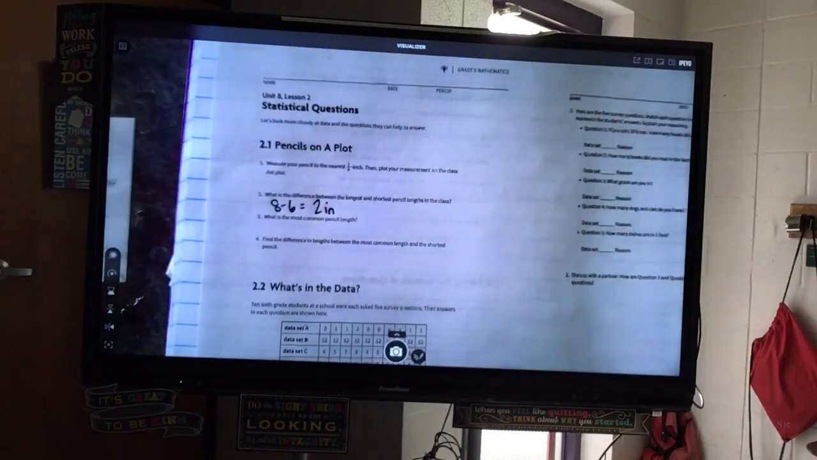Now, what is the most common? How do we figure that out? What do we need to do? Jackson? See which number out of all of them has the most dots.